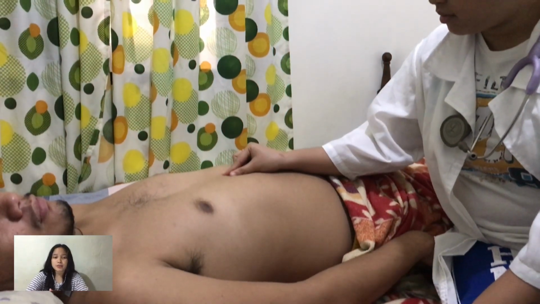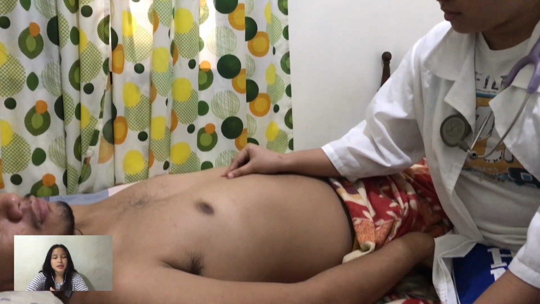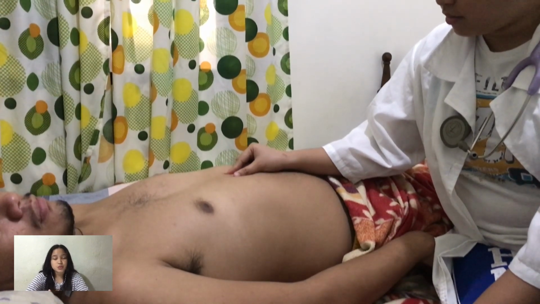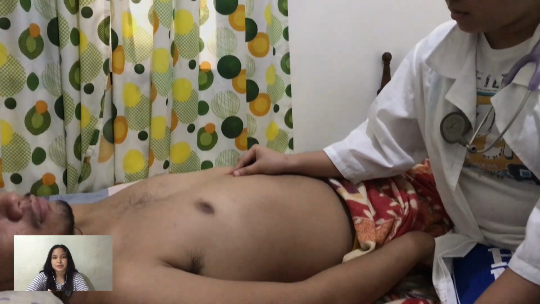Palpate an aortic pulsation by placing your thumb and index finger left of the midline. Estimate the pulsation's width, which should be 2.5 to 4 centimeters.